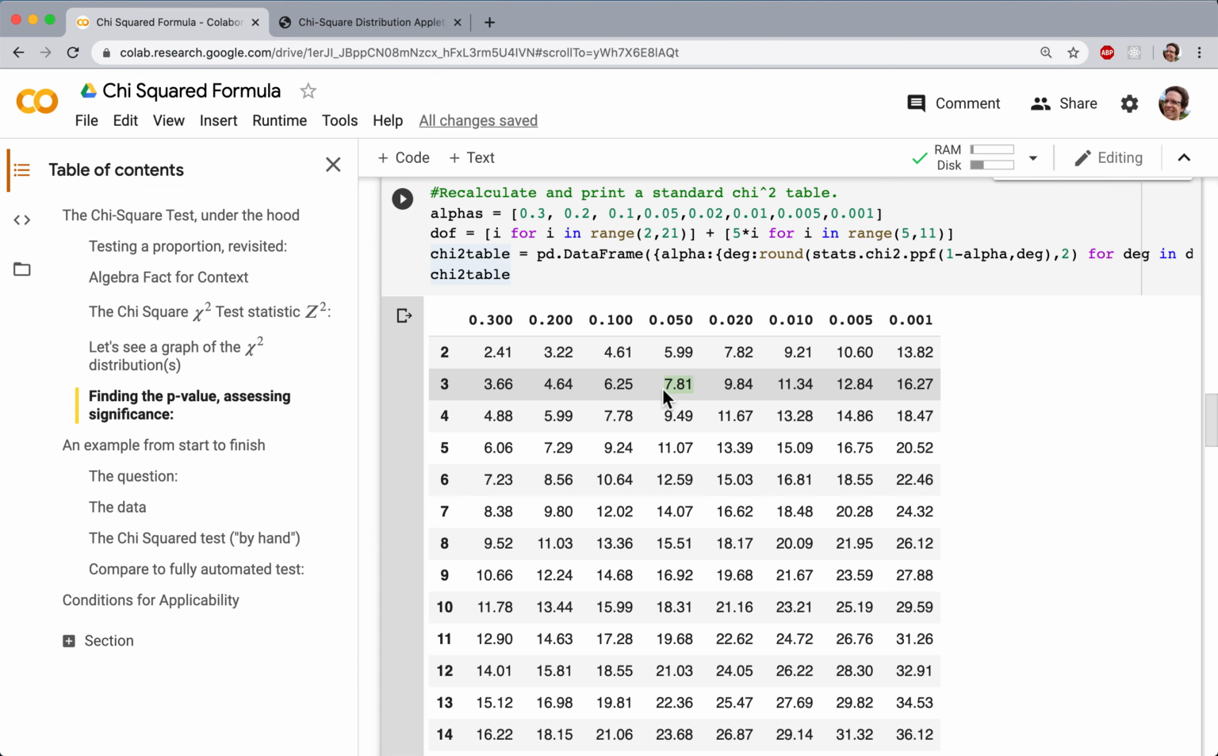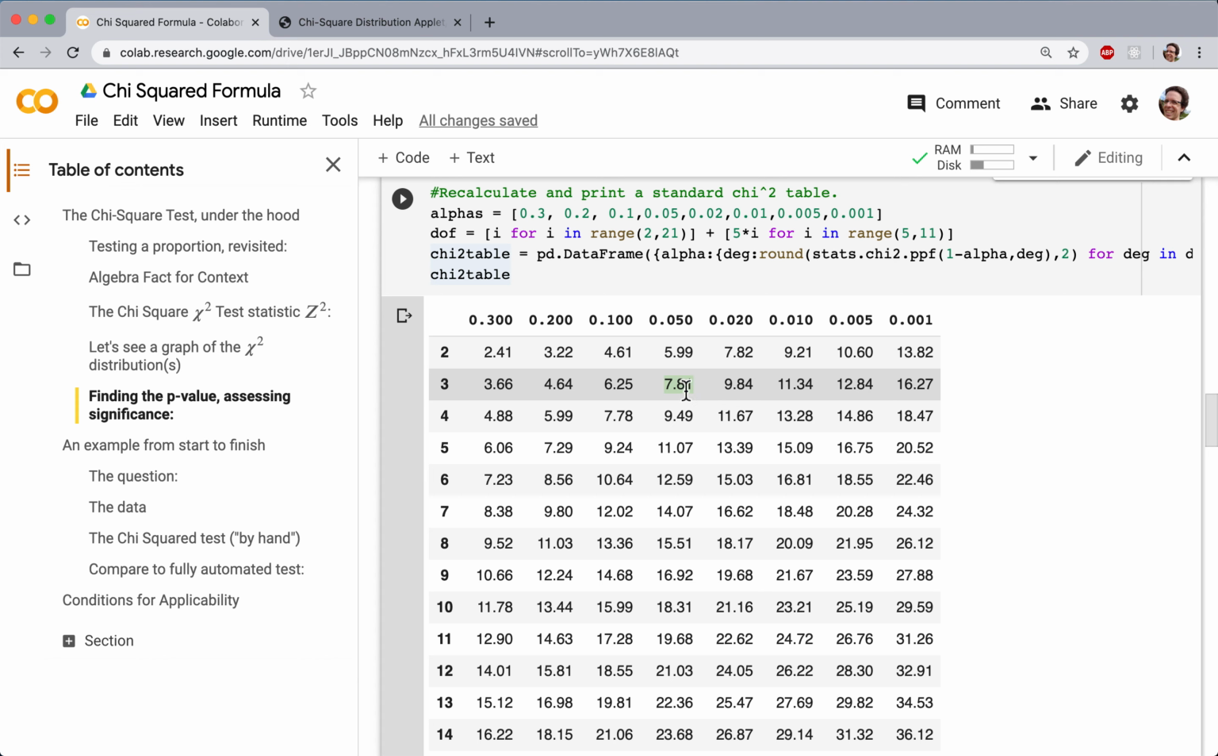And what do we look up? We look up 7.81. That's the value to beat. That's the value so that if your test statistic beats that, then you have statistical significance. So in this case, I would look up the degrees of freedom here, my alpha value here, and this, sometimes called the critical value, that's the value to beat. If the test statistic exceeds 7.81, then the p-value will win the day. It will be smaller than 0.05.